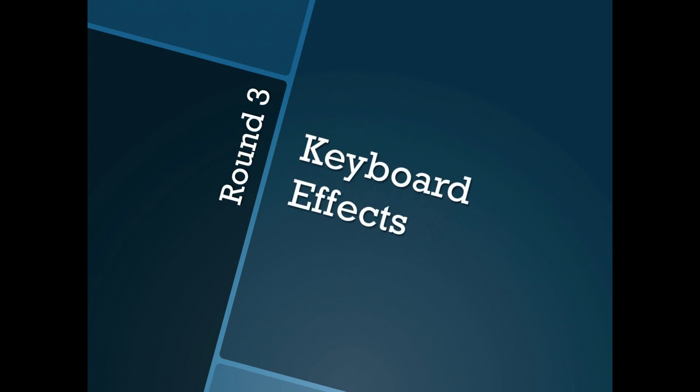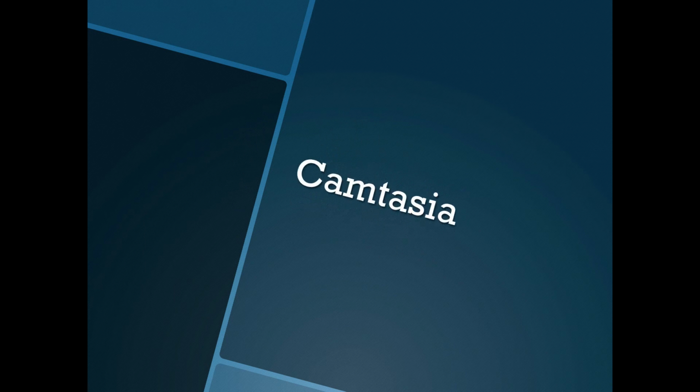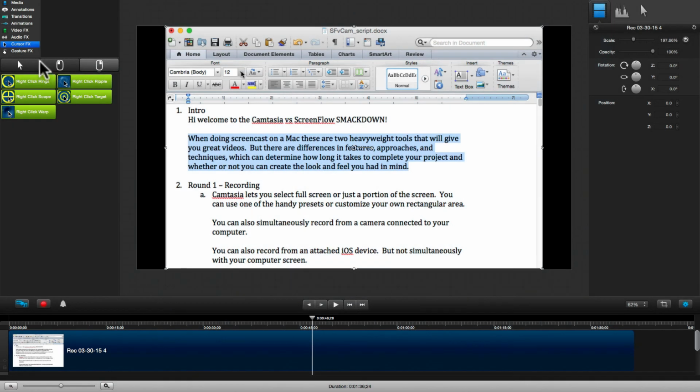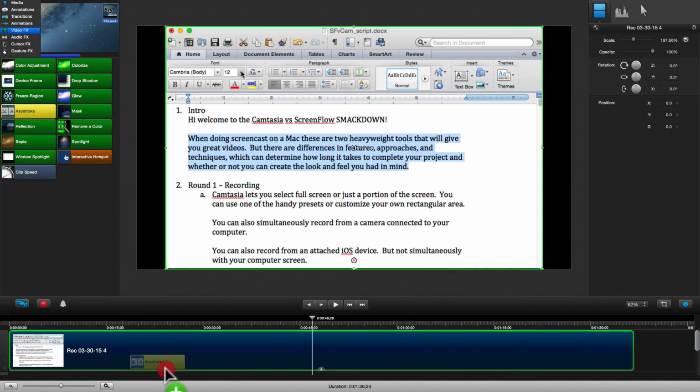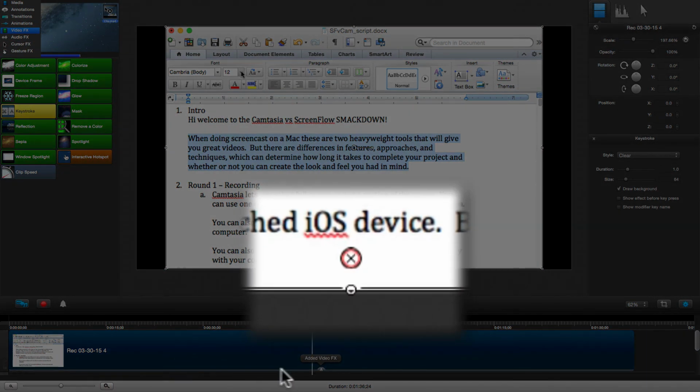Round 3! Keyboard effects. First up, Camtasia. The Camtasia keystroke effect can be found in the Video FX section. Simply select the keystroke effect and drop it onto your clip.